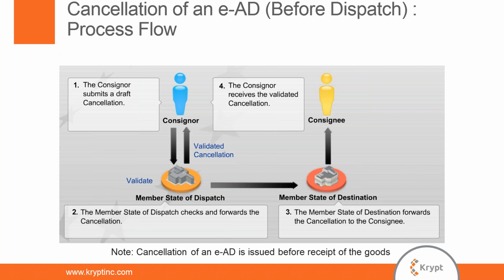So it's very much similar to the process we have seen earlier, the only difference is the messaging IDs we are using for the cancellation. So again, it will start from the consignor. A validated cancellation document will be sent across to the member state of dispatch. Acknowledgement will be sent back to the consignor. The cancellation then will be forwarded off to the destination, and the consignee will finally know that the electronic document has been cancelled.